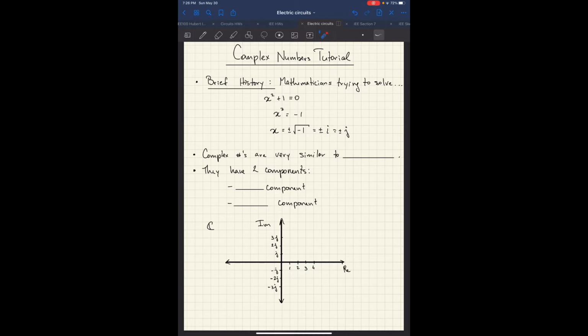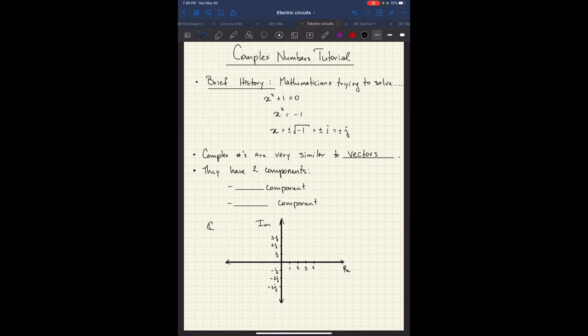So this is what's called an imaginary number. I'm going to use j because we're taking an electrical engineering class and we need the letter i to represent the current. So this is an imaginary number. Now a complex number is different than an imaginary number. A complex number has two parts. So in a way, complex numbers are very similar to vectors.